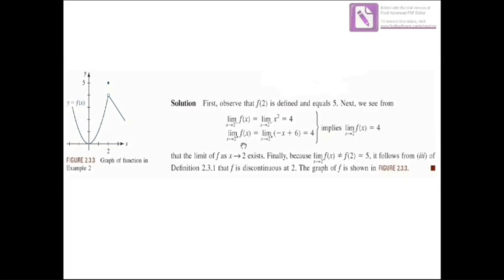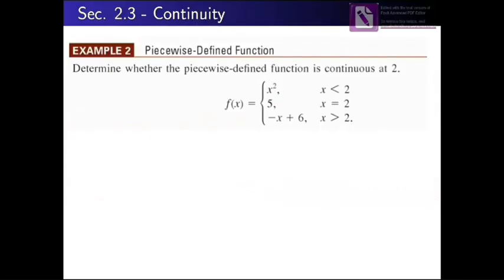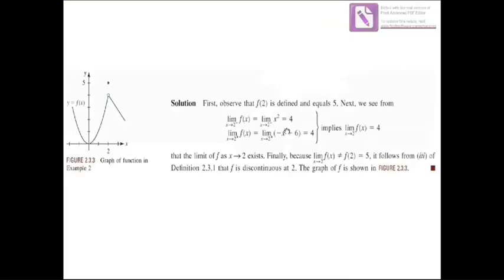The limit of f(x) when x approaches 2 from the right. For this one, we will take x greater than 2, which is this function, minus x plus 6. So for the limit of minus x plus 6 when x approaches 2 from the right, this will be minus 2 plus 6, which is 4. Since the limit from the left is equal to the limit from the right, we conclude that the limit exists and it is equal to 4.